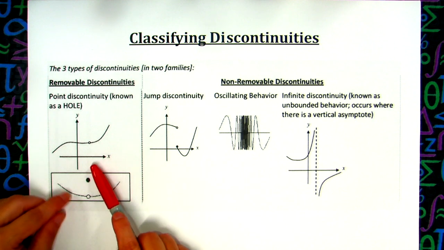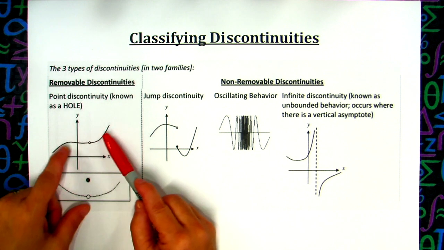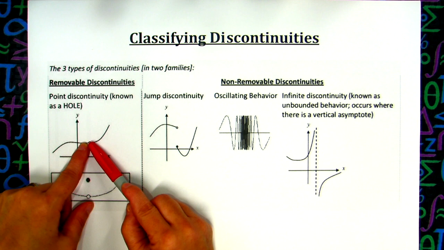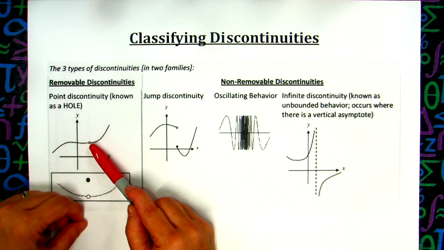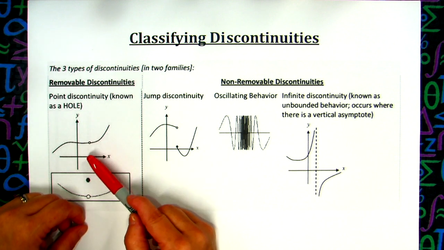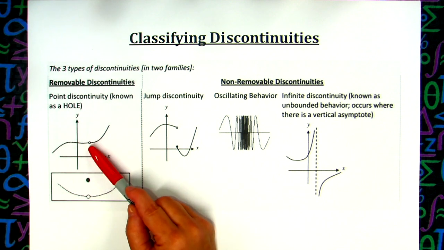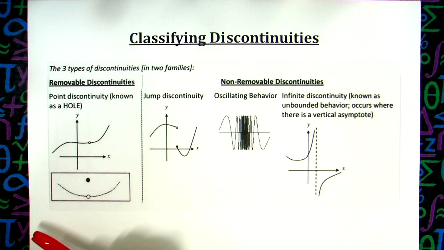Now in this particular case, coming from the right and coming from the left, the limit is going to exist. However, with that hole right there in that picture, f of c is not defined. So at that point, the function is not defined because of the hole.